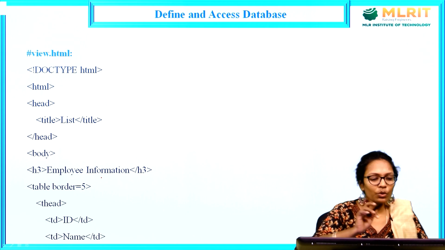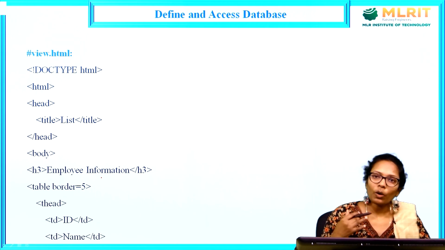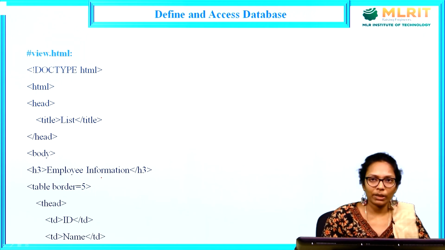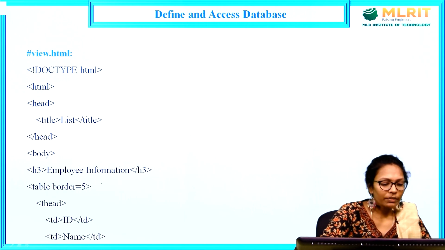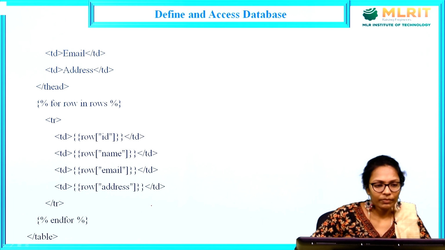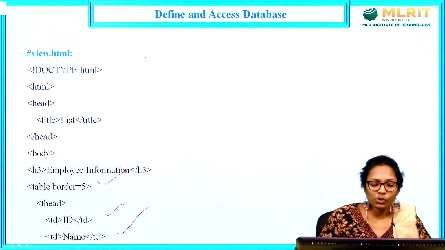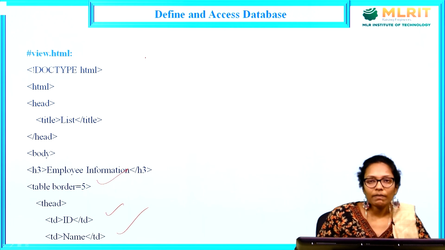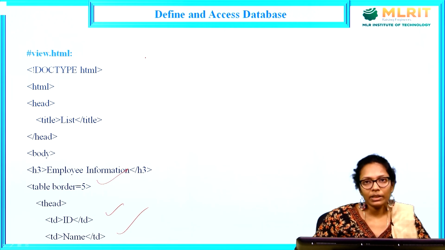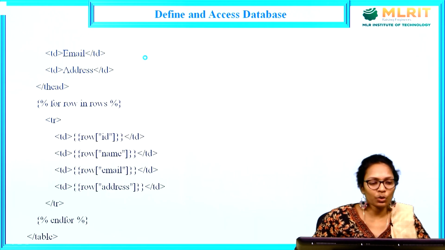So what is this view.html again? It will display all the contents of the table. We have inserted the data into the student table. Now I want to display the content of the student table. Then view.html will display the data. Here we are creating a table and then creating the headings ID, name, email and address. See, actually in the table we have created 3 fields only, name, email and address, but here we are also adding one more field, that is ID.